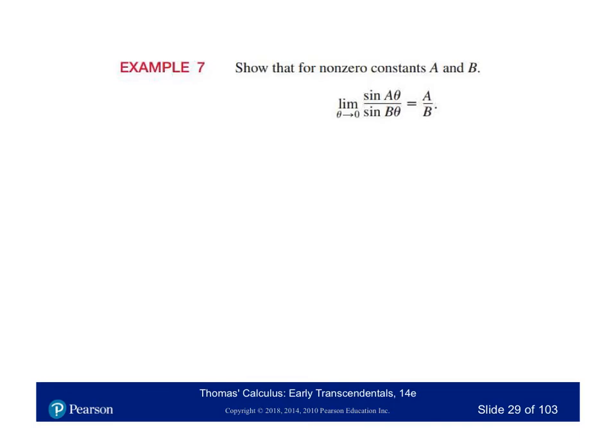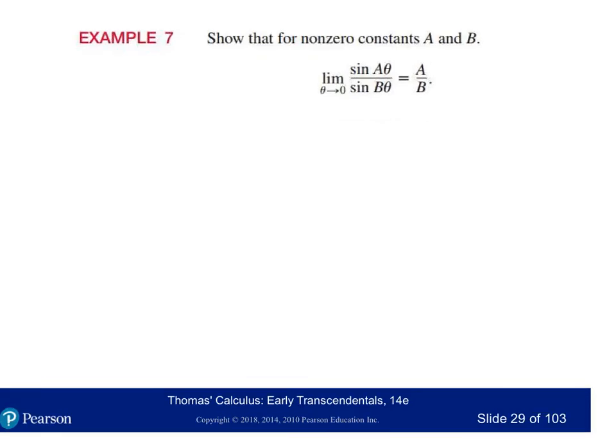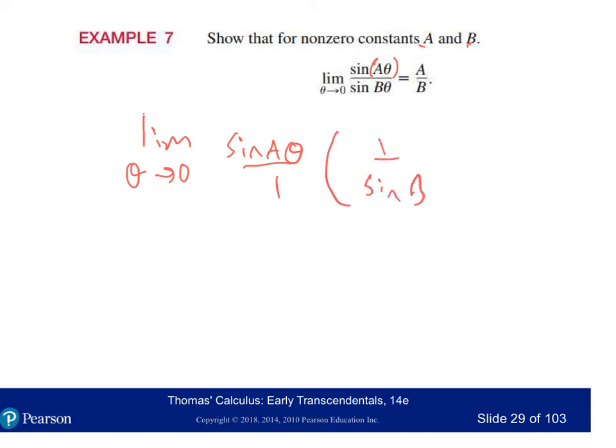Let's look at another one. Show that for the non-zero constants a and b, the limit as theta goes to 0 of sine of a theta, and that means this goes together, over sine of b theta is a over b. Well, that's real strange. Let me break it apart a little bit so you can see what's happening. Limit as theta is going to 0. And I have a sine of a theta in this numerator over 1. And I have a 1 over sine of b theta.